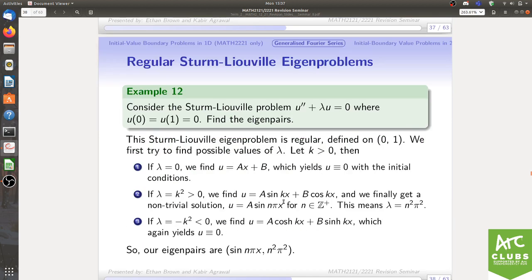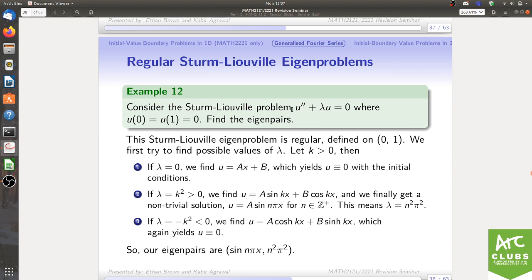Okay, so let's suppose that we have the following Sturm-Liouville problem. So u double dash plus lambda u is equal to 0, where each one of your boundary conditions is 0. And all we're asked to find is the eigenpairs. Whenever you're doing these kinds of questions, you only ever have pretty much 3 cases. The first case is when the eigenvalue is positive, the other is when the eigenvalue is negative, and the other is when the eigenvalue is 0. Deal with the 0 one first, get that out of the way.